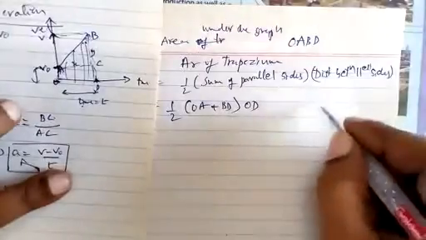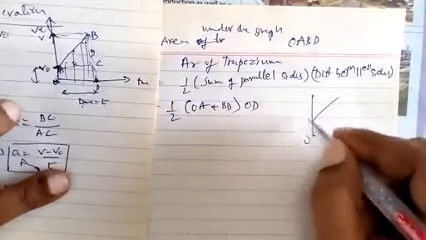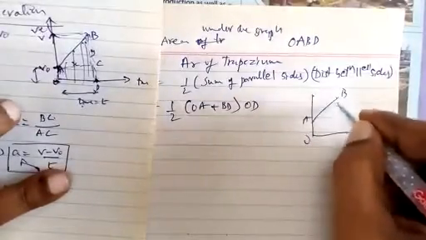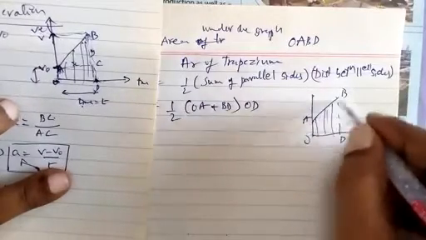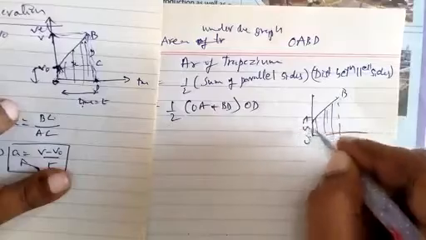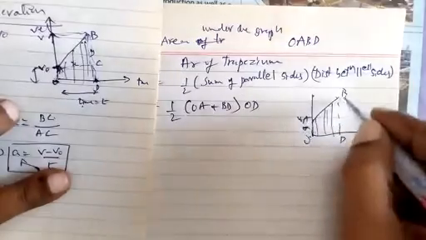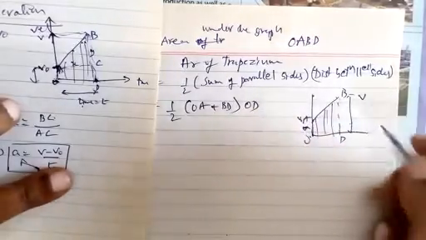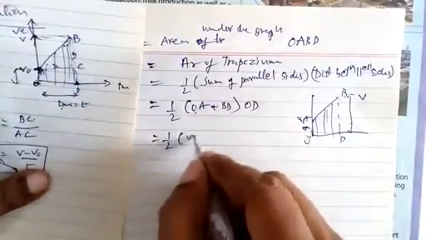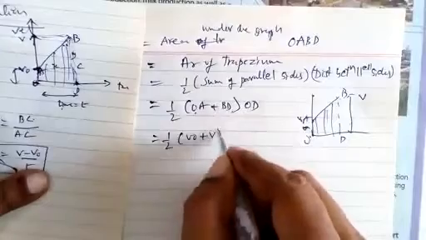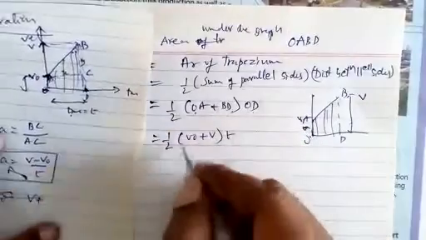Remember, the graph is like this here. O, A, B, and this one is T. This is the graph, and this is a trapezium. This OA is V0, and this is V. So that is why we write half. OA is V0, BD is V, OD is time. So we have written it like this.